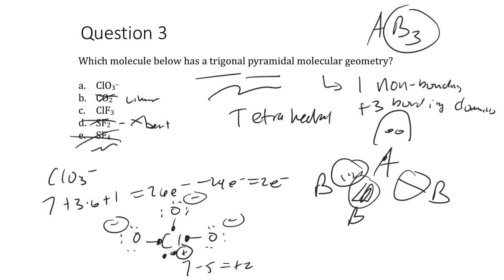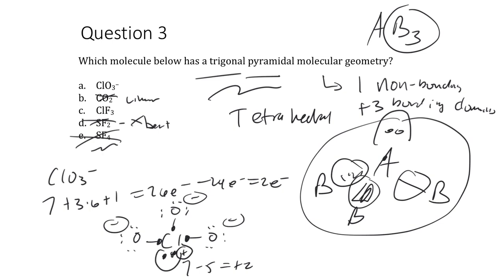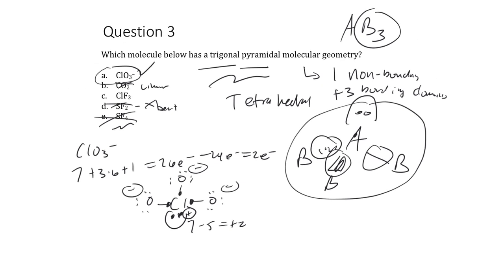Now, in terms of determining molecular geometry, it doesn't matter if you're making double bonds or not here. If you stay with this Lewis structure, or if you want to make 2 doubles and 1 single, you still are going to be in this electron domain geometry of having 1 non-bonding domain, so that's our lone pair, and our 3 bonding domains. So ClO3 minus is the answer to the question.